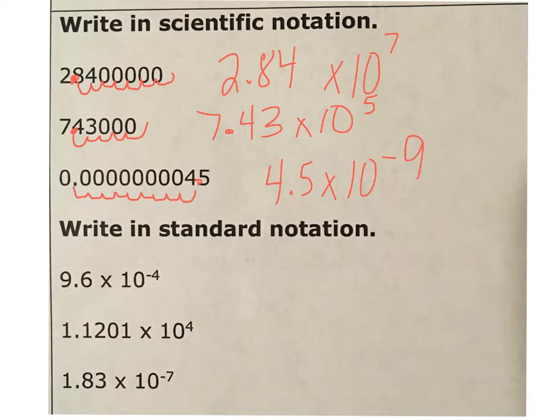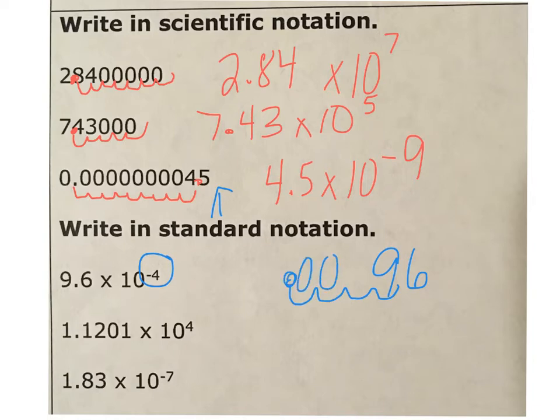If it's giving me the standard notation and it wants me to write it in scientific notation, then I'm moving in the opposite direction. So you can see this example right here, that's a really tiny number. So this one with a negative exponent is going to be a really tiny number. So I've got my 9 and my 6 right here, and my decimal moves 1, 2, 3, 4. So it would go right there. So 0.00096.